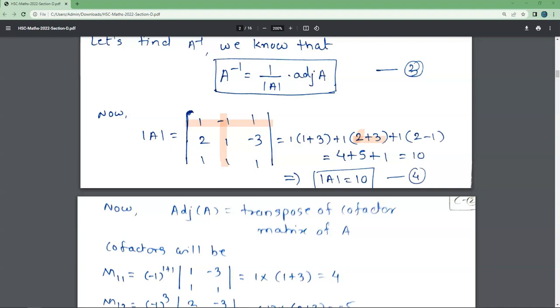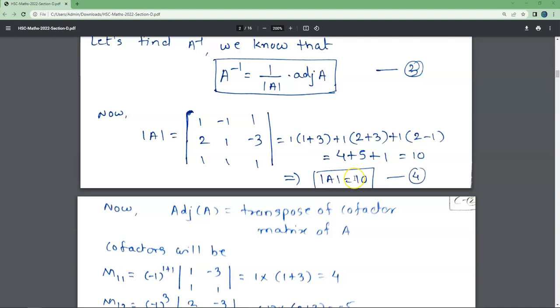And then the last one is what? 1. So when you consider this 1, you will have to skip these 2, and then this is the one which you will need to consider. So 2 into 1 is 2, minus 1 into 1 is 1. So 2 minus 1. So when you do 1 plus 3, that is 4, 2 plus 3, that is 5, and 2 minus 1, that is 1. So 4 plus 5 plus 1, that is 10. So determinant of A is what? 10. Remember. मग आपल्याला आता determinant मिळाला.